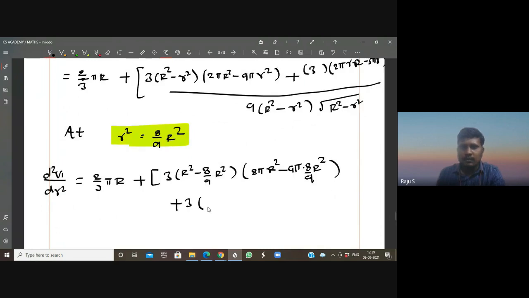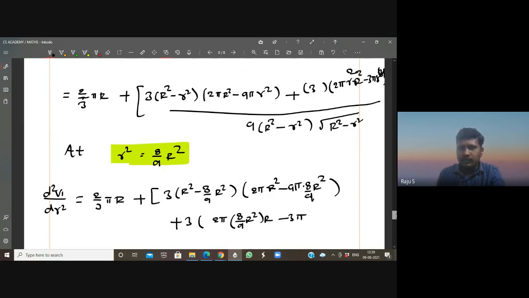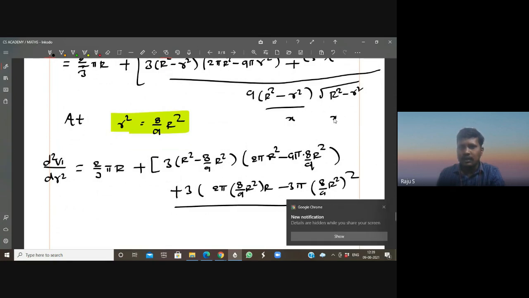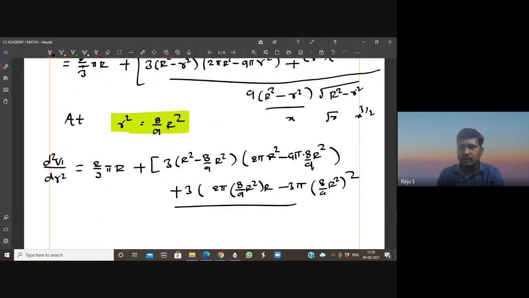Plus 3 times of 2 pi r square, 8 by 9 capital R square into capital R minus 3 pi r power 4. R power 4 means 8 by 9 r square, the whole square. Let us take this as x, this is root x, nothing but x power 3 by 2. Am I right? We can write like this.